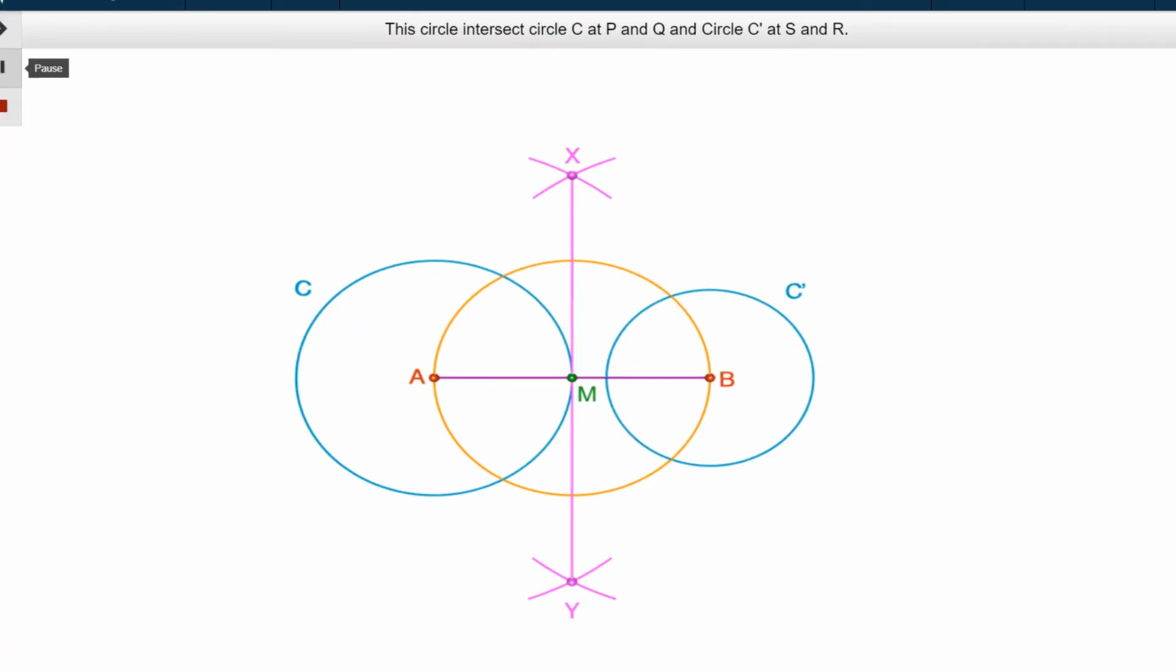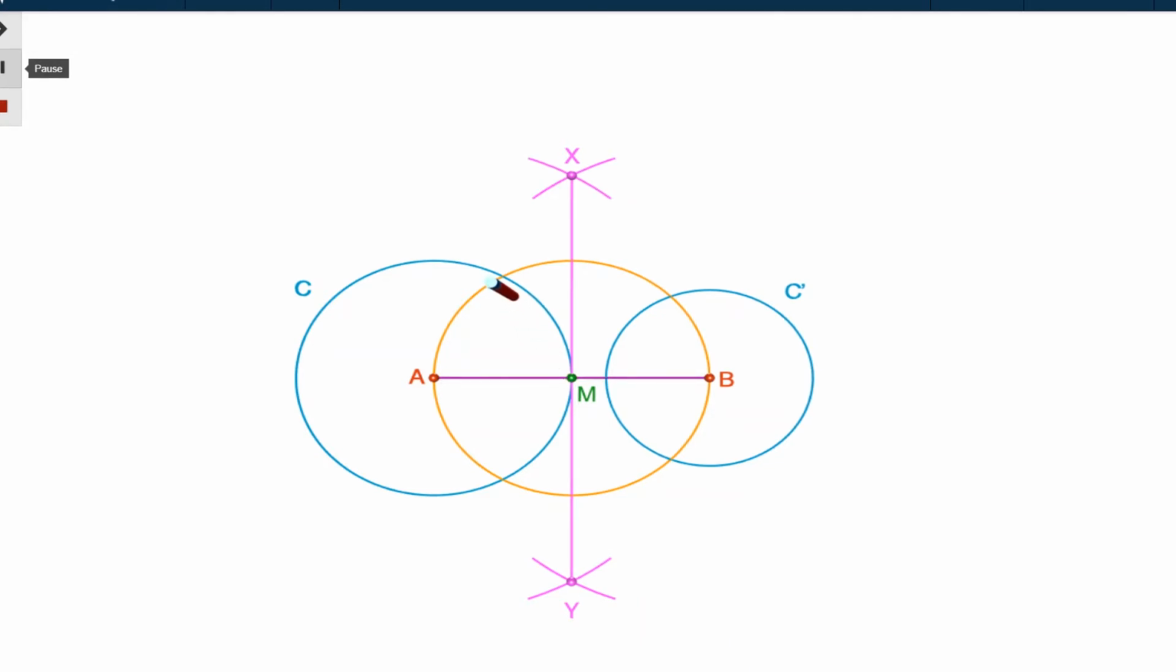So draw a circle. This circle intersects the C circle at 2 points. Name the 2 points. And this circle also intersects C dash at 2 points. So name them P and Q. And at C dash, this circle intersects at 2 points. Name them R and S.